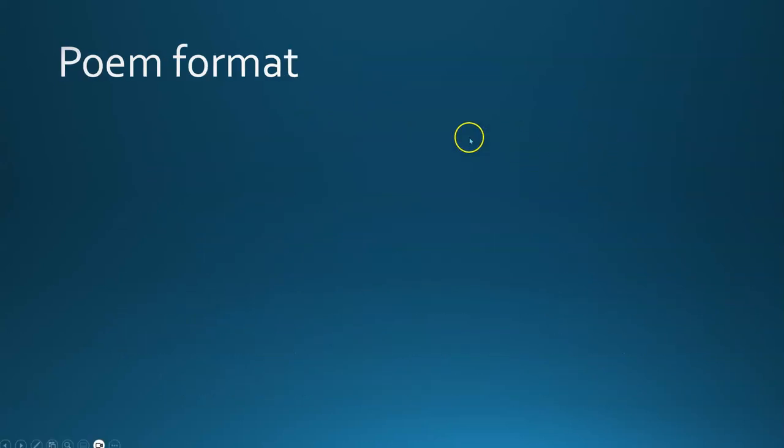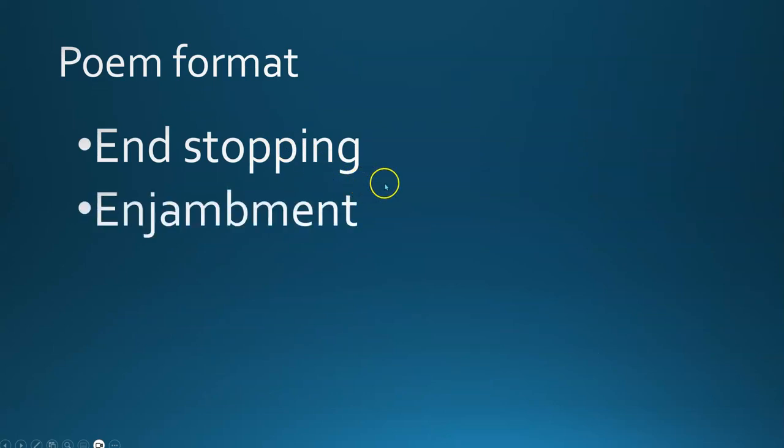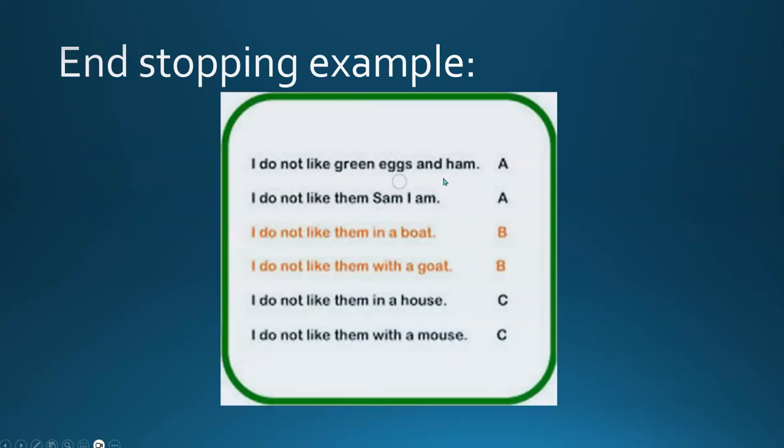Okay, now when it comes to formatting, we have 2 different types. We have the end stopping and we have the enjambment. Okay, so end stopping, we saw this before. This is where you have the lines, 1 line, and it just comes to an end. Bop, there's your period at the end. That is the end stop. It stops at the end of the line.